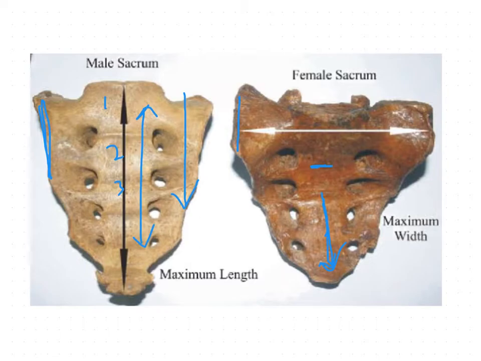Coming to the muscular impressions, they are marked more in the male, whereas they are less marked in the females. If you see the weight, the male sacrum is heavier, and the female sacrum is lighter.